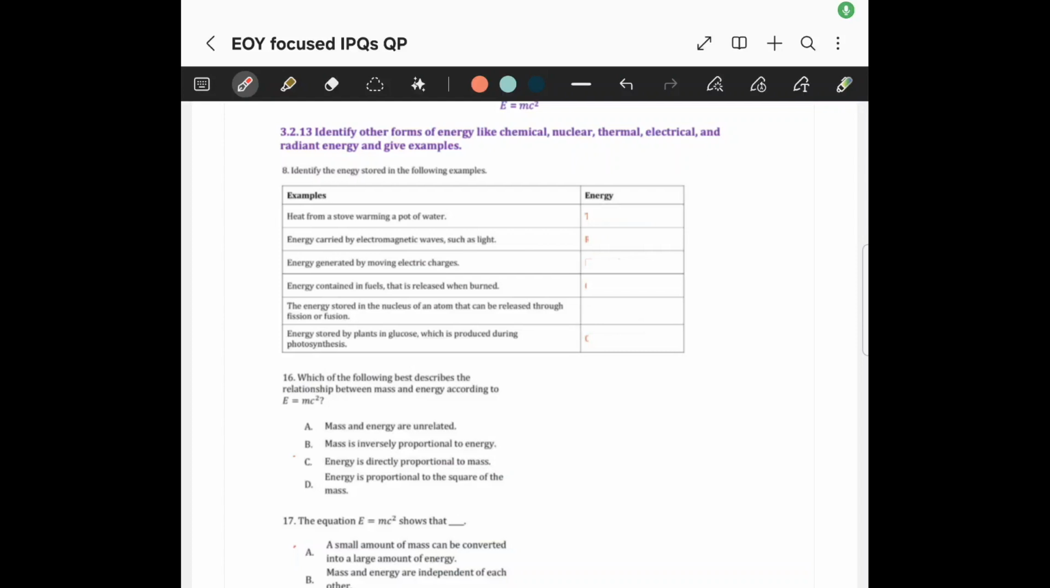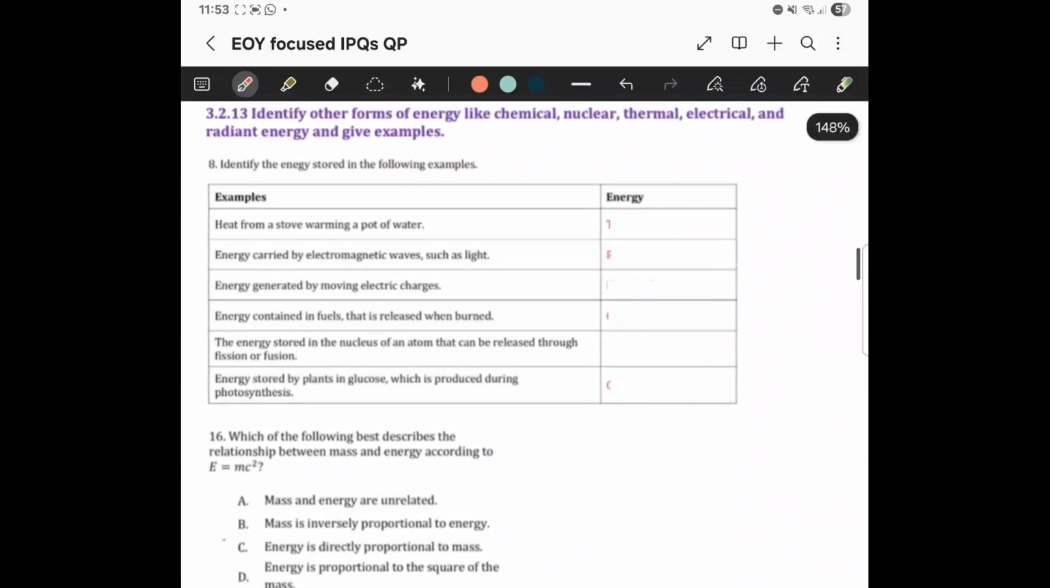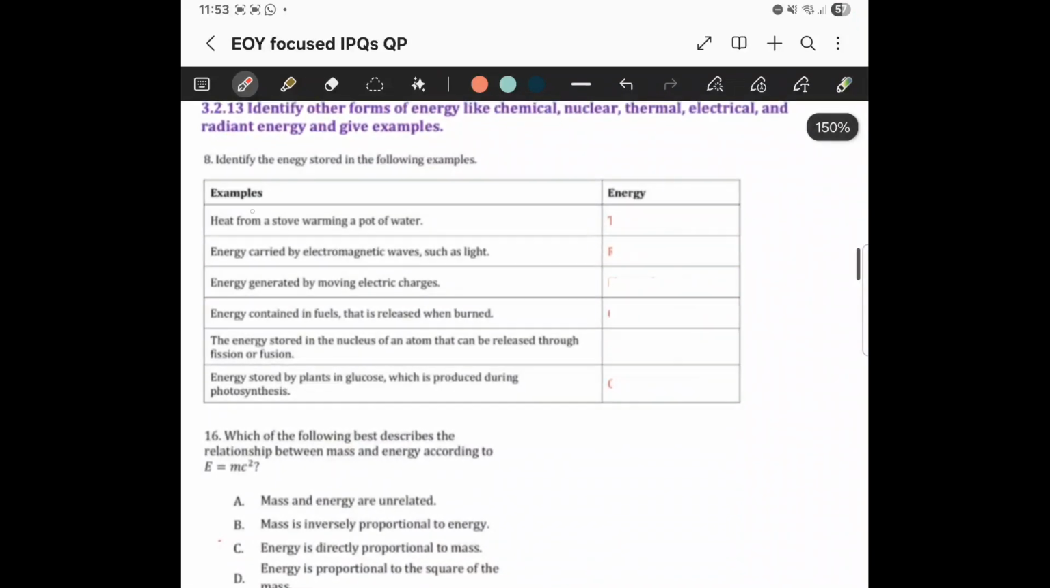I'm just continuing the practice questions for grade 11 physics general. Let's see, we're doing some more energy questions. I had to stop the previous video because it was going to get too long. So what do we have here?